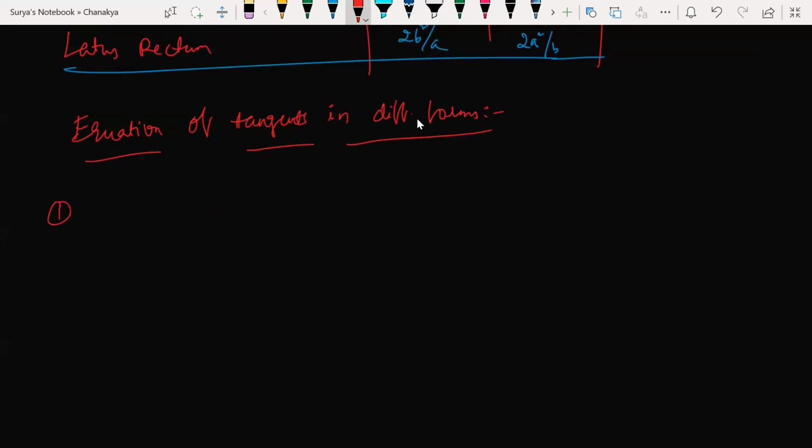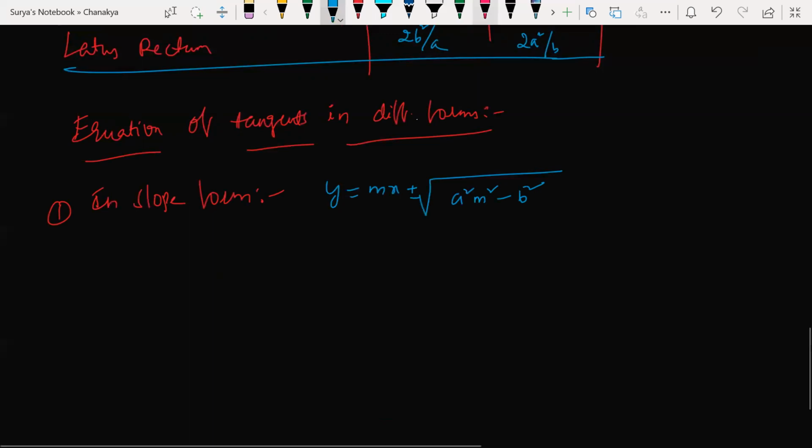The first one is slope form. What is the formula? y is equal to mx plus or minus square root of a square m square minus b square. A square m square minus b square.